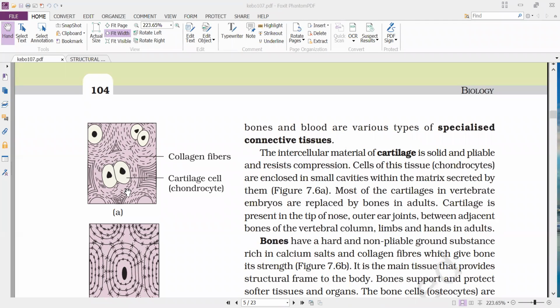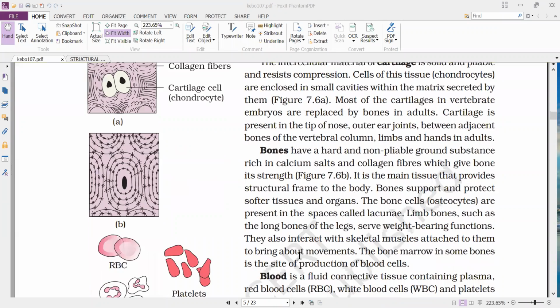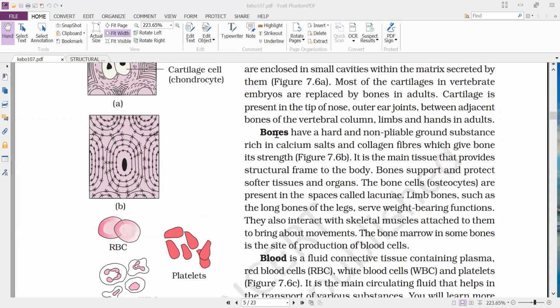That is about cartilage. And next, coming to bone. Bones have a hard and non-pliable ground substance rich in calcium salts and collagen fibers, which give bone its strength.